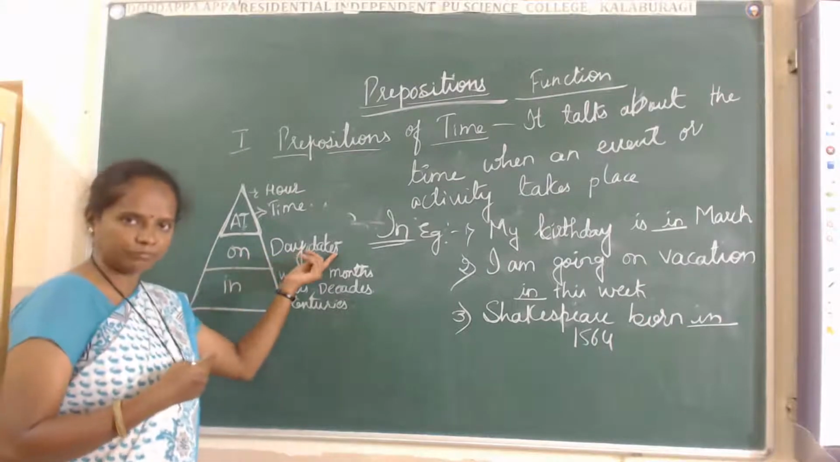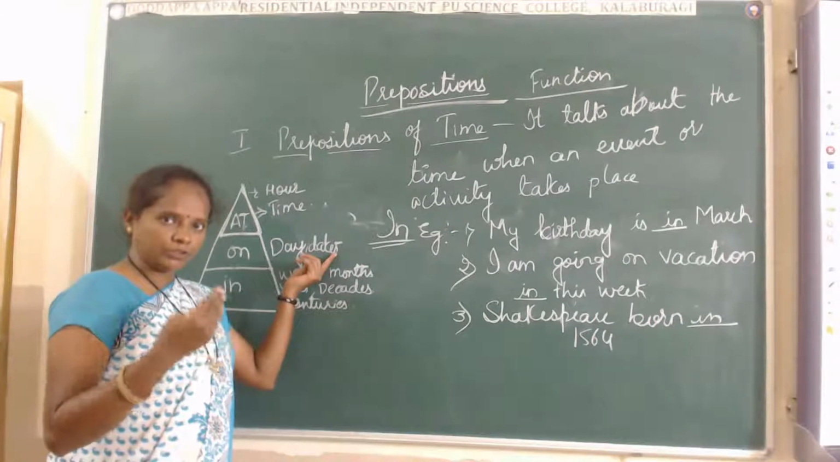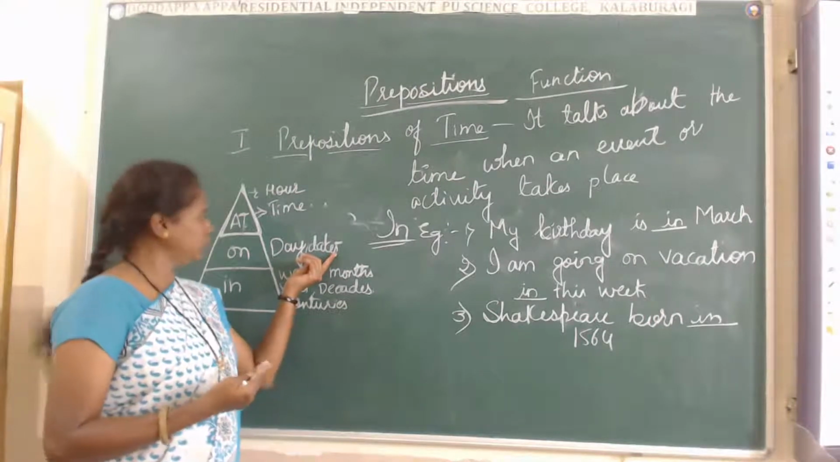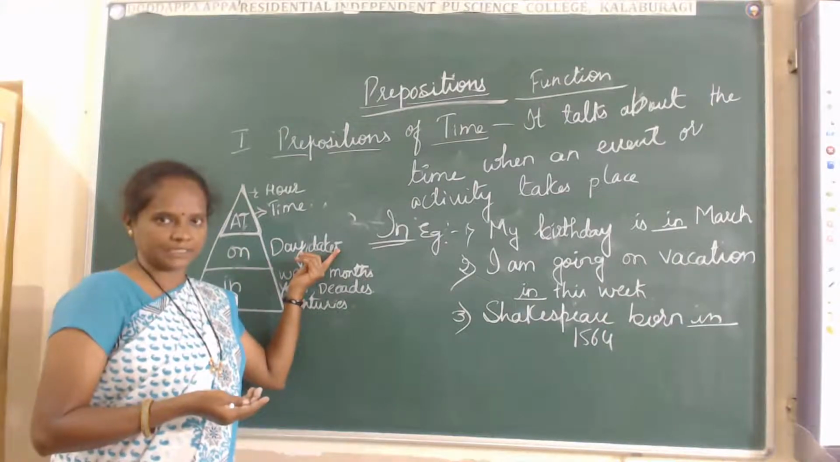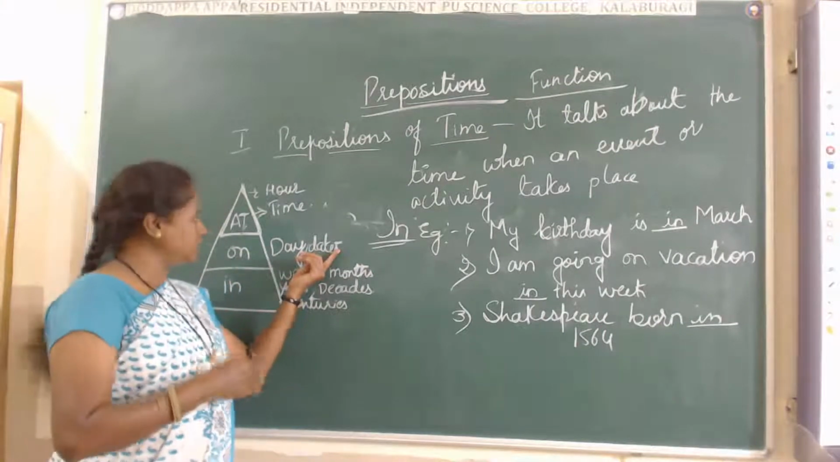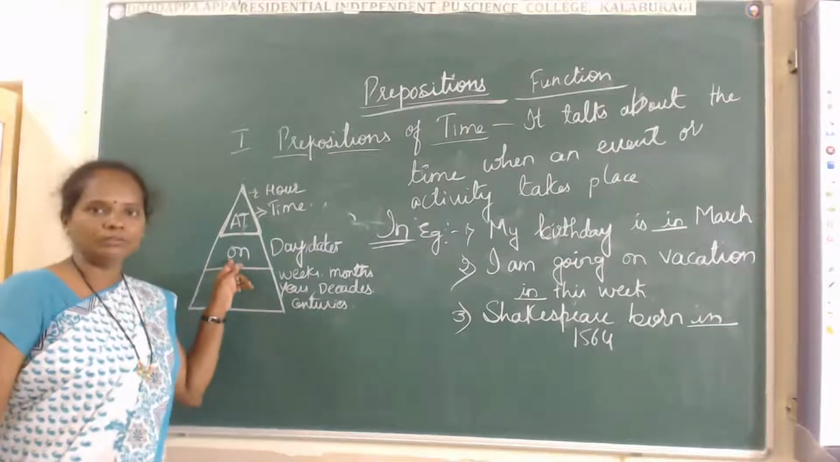Date. What is the date? I am going to my brother's house on 2nd October. Because that is a particular day they are mentioning here. That's why we are using "on" here.